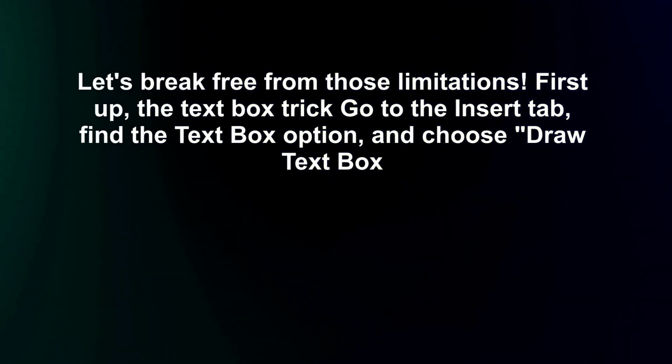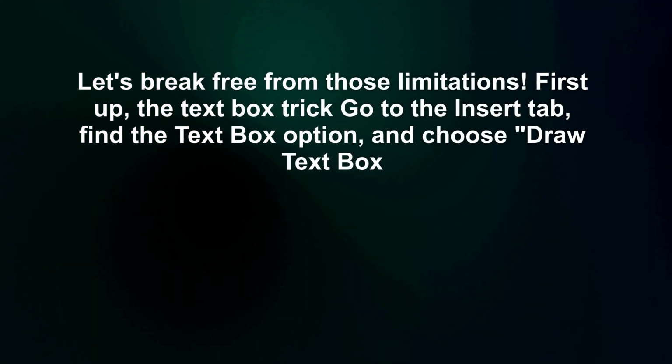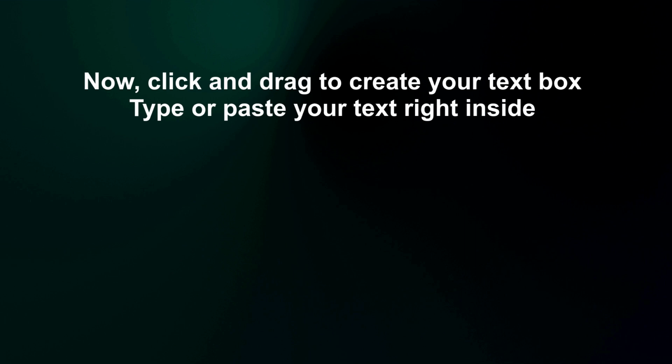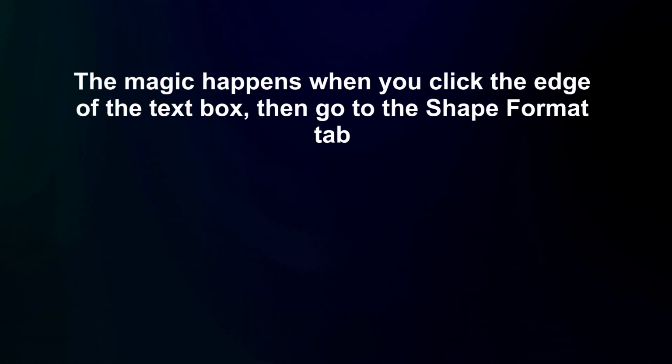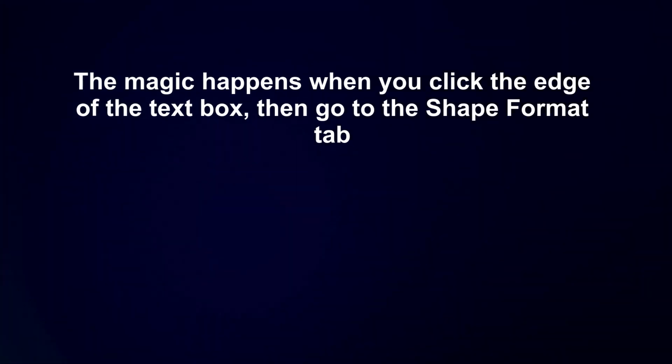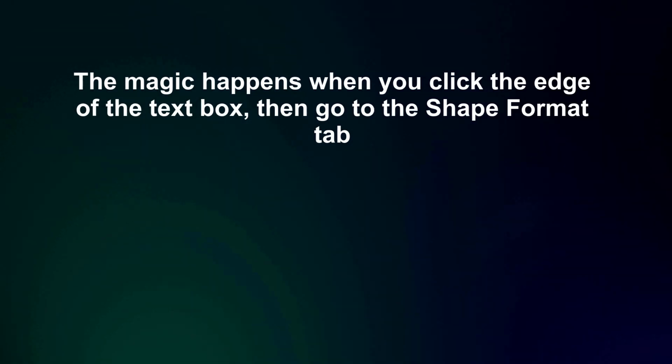Go to the Insert tab, find the text box option, and choose Draw Text Box. Now, click and drag to create your text box, type or paste your text right inside. The magic happens when you click the edge of the text box, then go to the Shape Format tab.